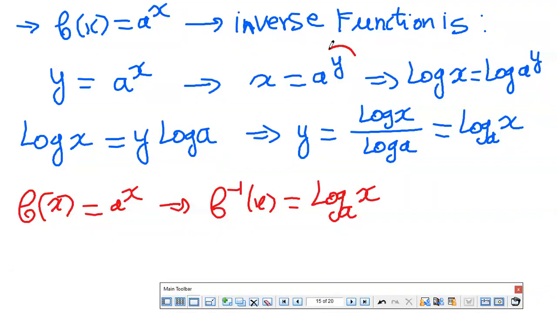To be able to find the variable when it's in the exponent, we need to take the log on both sides. So log x is equal to log a to the y. And now with the log, let me take the exponent down. So it's going to be log x is equal to y log a. So what's going to be y? Log x over log a. It means it's log base a of x. So what is the inverse function of a to the x? It's log base a of x.